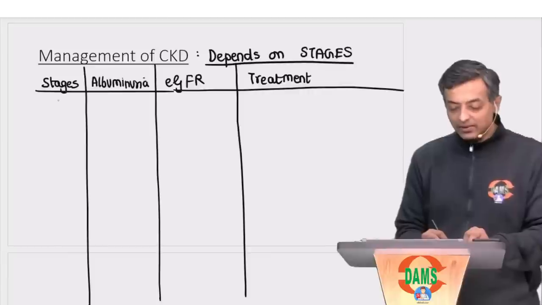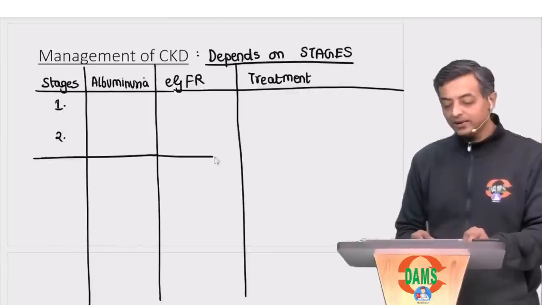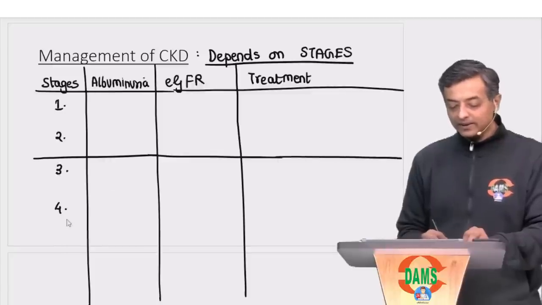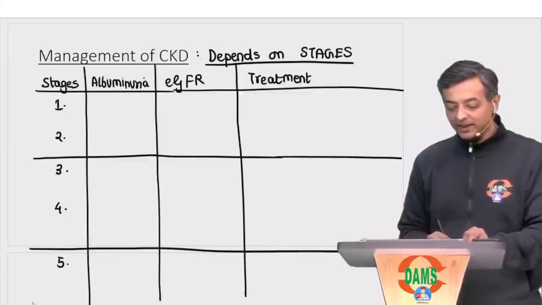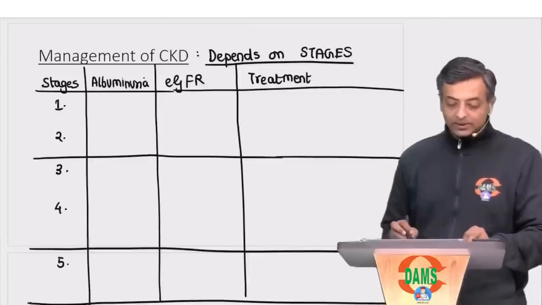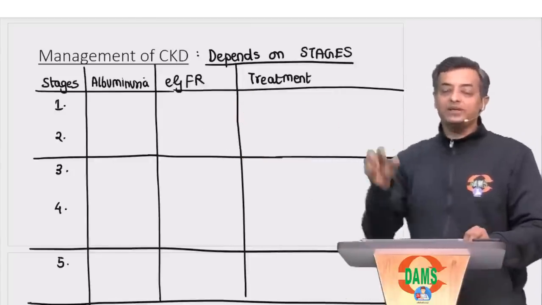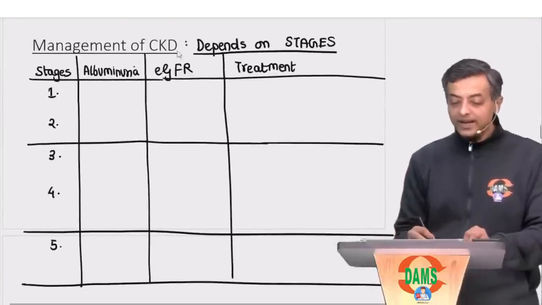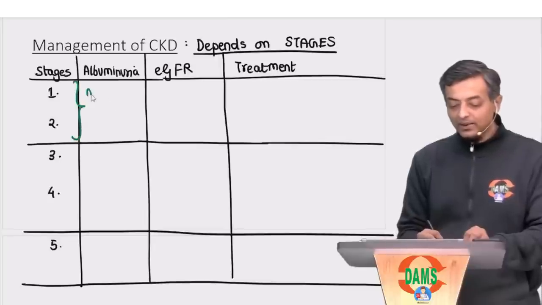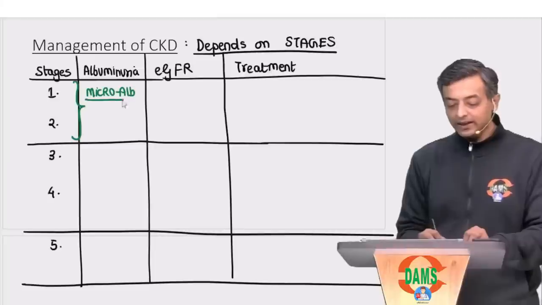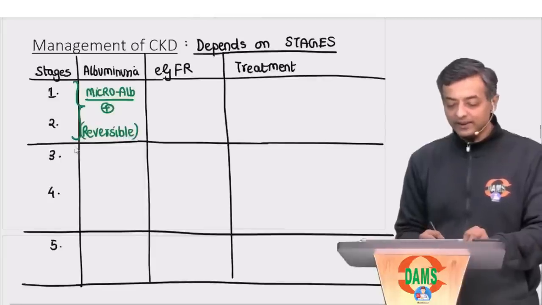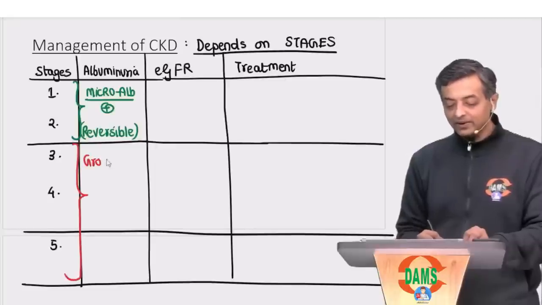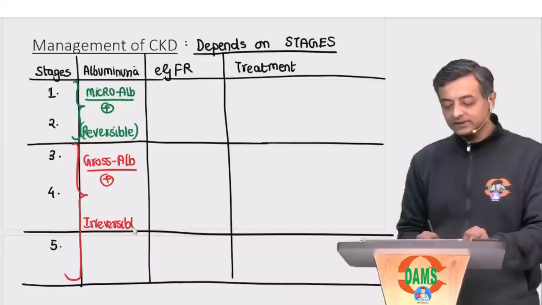So what are the stages? How to remember? I have taught you 1 and 2 together, 2 lines each. 3 and 4 together, 3 lines each. And stage 5 separate, 2 lines each for the CKD. So there are 2 parameters, albuminuria, eGFR, followed by treatment protocol. In stage 1 and stage 2, what you will get? Microalbuminuria, which indicates it is a reversible stage of the disease. But in 3, 4, 5, you have got gross albuminuria, indicating they are irreversible stages of the disease.